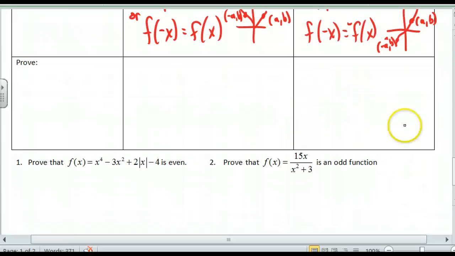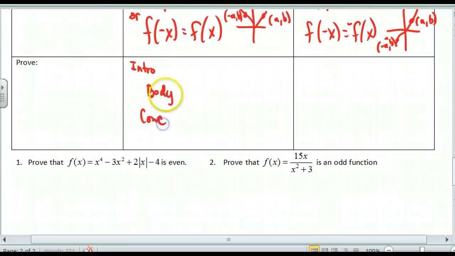And to prove these things, what I'd like to do is have you set up an introduction, and then you have a body, and then a conclusion. So in other words, you tell us what you're going to show us, you go ahead and show it, and then you tell us what you did show us.